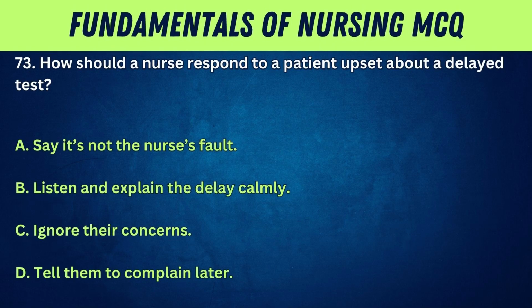73. How should a nurse respond to a patient upset about a delayed test? A. Say it's not the nurse's fault. B. Listen and explain the delay calmly. C. Ignore their concerns. D. Tell them to complain later.